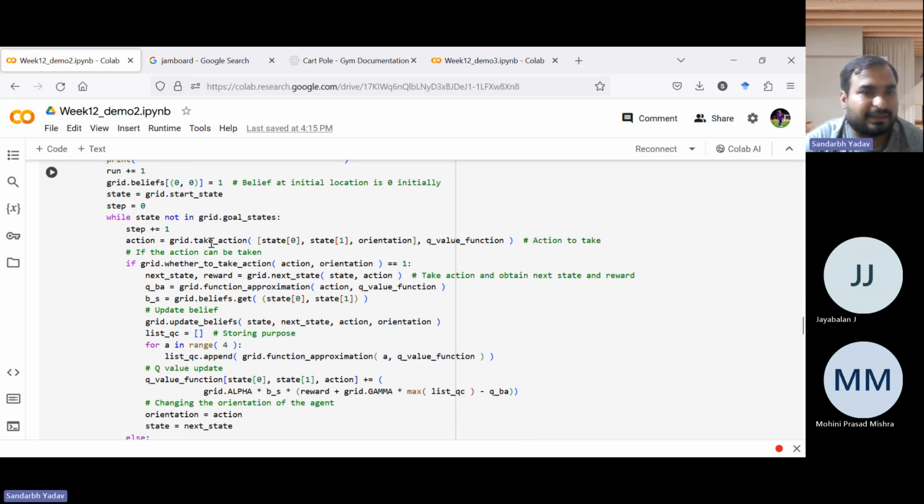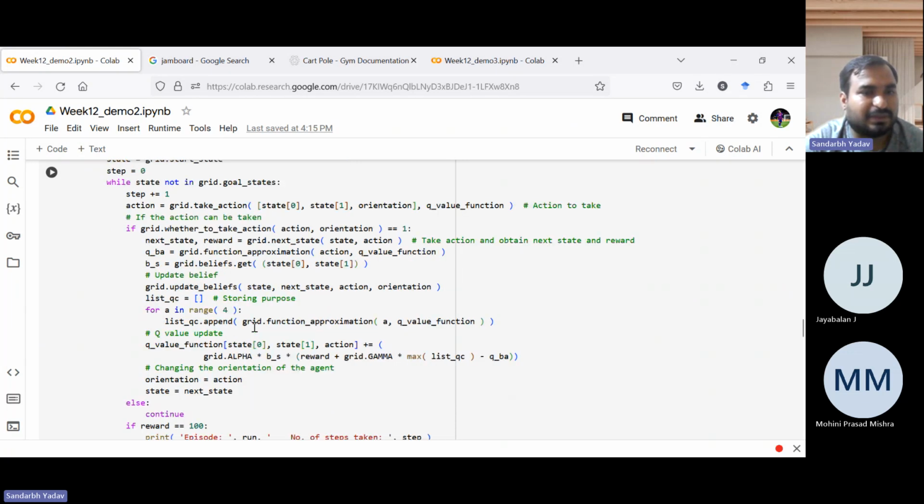And here you are checking if that action can be taken. This means, remember that 0.8 probability. So if it returns that you can actually take that action, then you will move, and you'll get the next state and reward. Otherwise, you will simply stay in the same state, right? And then you are calculating these Q values and belief, then updating the belief using the functions we have defined above. These are also for storing purposes, and for updating the Q value.